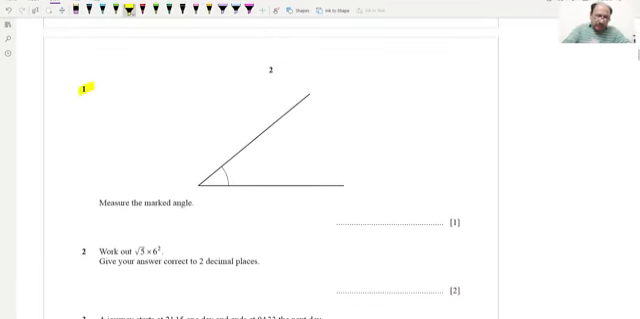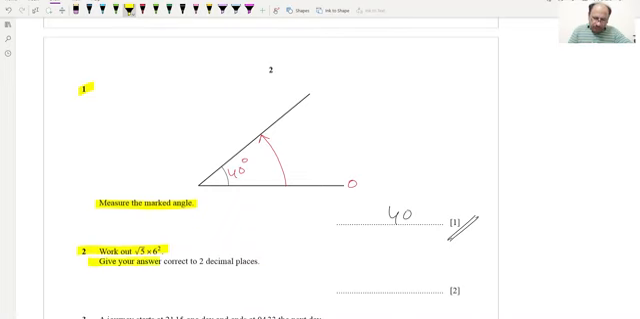Question number 1 says we have to measure the marked angle, and the angle we need to measure is this one, so we can keep our protractor here. This will be our zero line, and we can check from here. This angle will be 40 degrees, so our answer will be 40 for 1 mark.